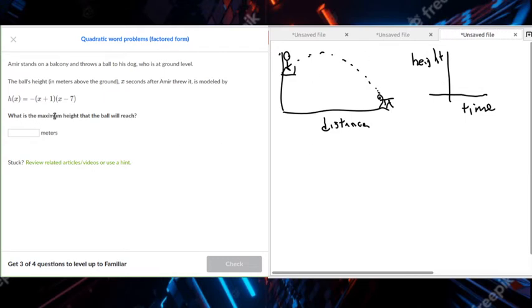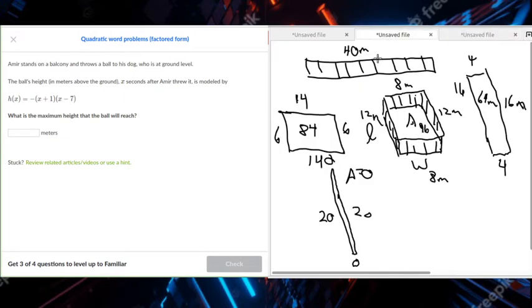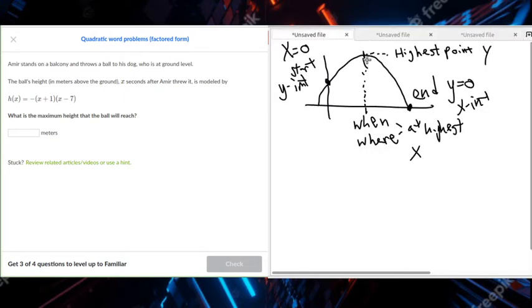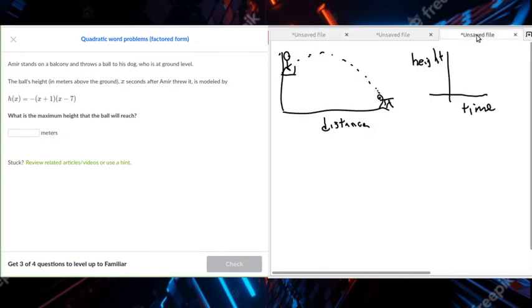So, what is the maximum height that the ball will reach? Well, what is that maximum? Let's look back here. That's the vertex. So we need to find the vertex, and the maximum height is going to be the y value for the vertex. So we need to find the vertex.